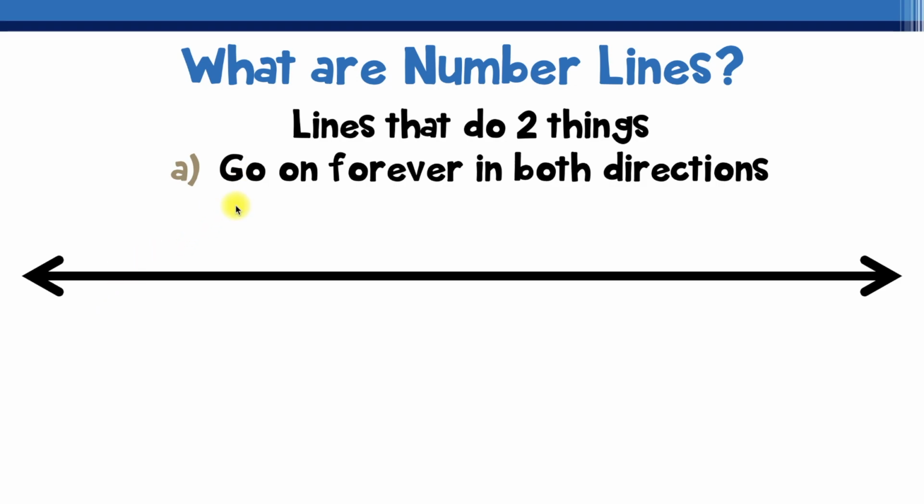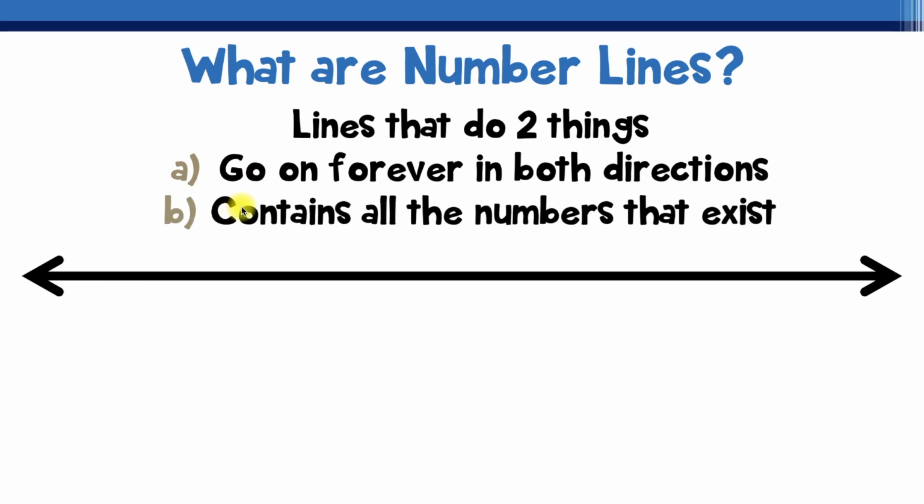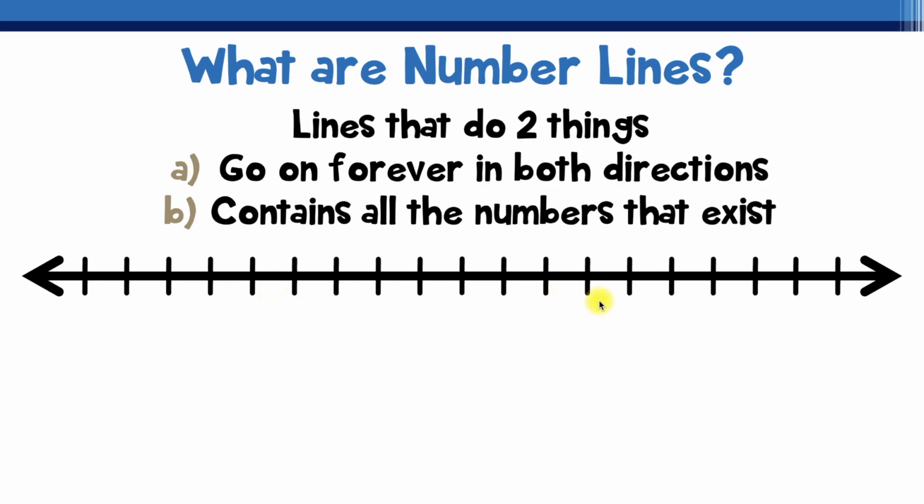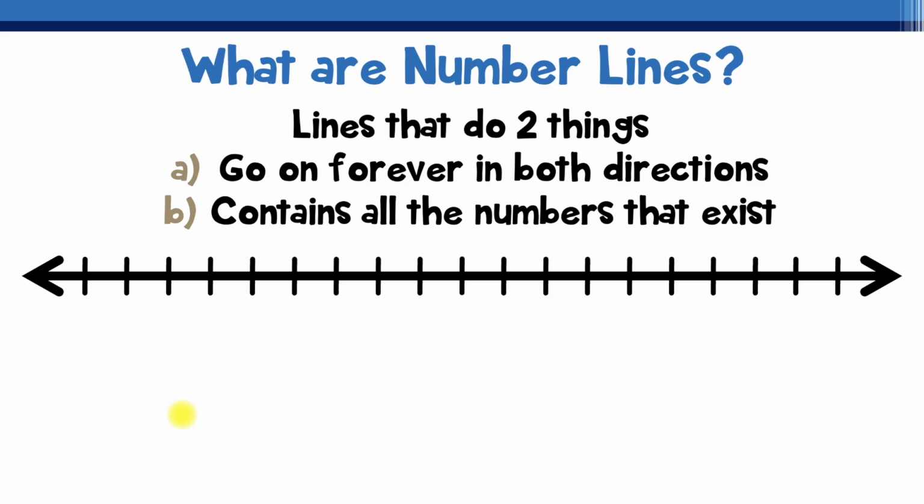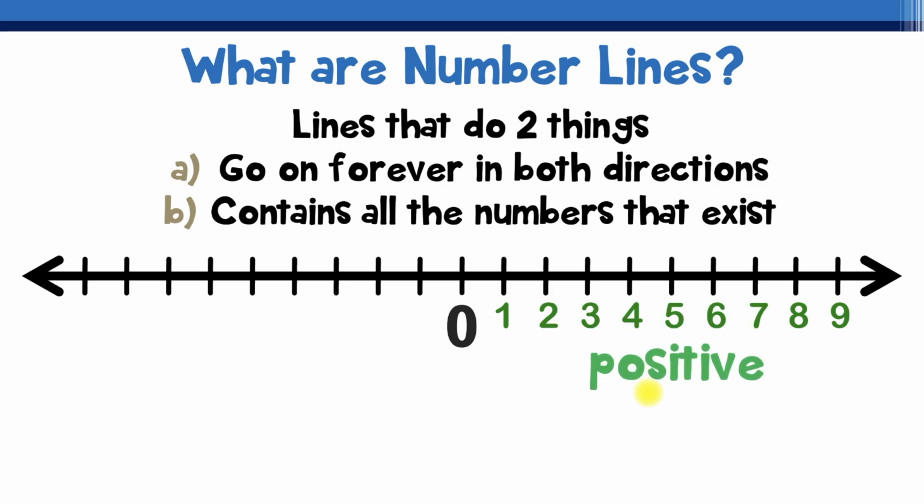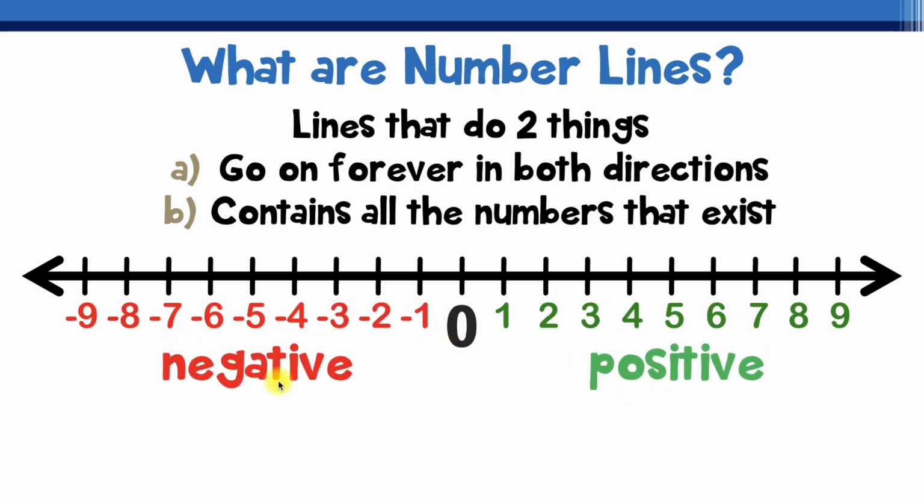Number lines also contain all the numbers that exist. Those numbers are written on these little marks on the number lines called tick marks. Again, that can be any kind of number. One of the most important numbers is the number 0, because that 0 separates the numbers on the right, which are positive numbers, from the numbers on the left, which are negative numbers.